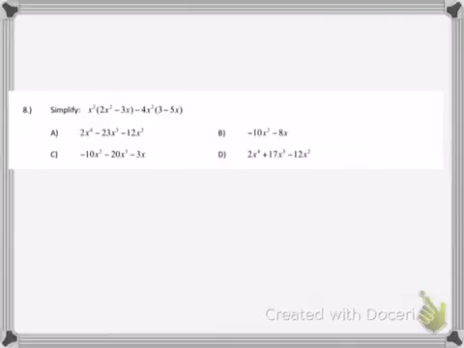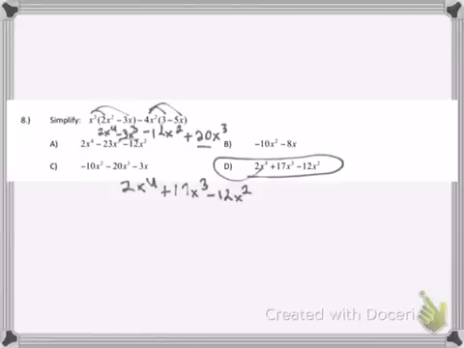Simplify x cubed times (2x squared minus 3x) minus 4x squared times (3 minus 5x). I distribute x cubed. I have to add these exponents when I do that. Add this exponent of 1, gives me x to the third. I distribute the -4x squared, I get -12x squared, and I have to add my exponents, 20x to the third. I combine my like terms of 20x to the third and -3x to the third. That gives me 17x to the third. And then the other ones just go in order of exponents, and I end up with 2x to the fourth plus 17x to the third minus 12x squared.